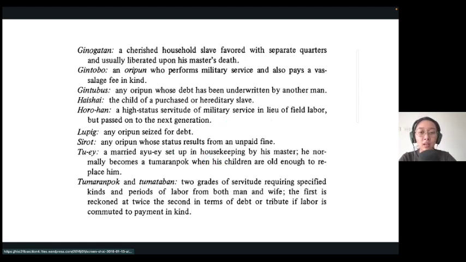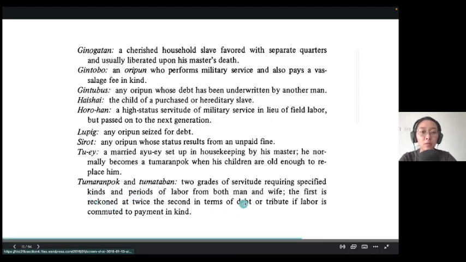He normally becomes a tumaranpok when his children are old enough to replace him, which is two grades of servitude requiring specified kinds and periods of labor from both man and wife. The first is reckoned at twice the second in terms of debt or tribute if labor is commuted to payment in kind. Okay, confusing, diba?